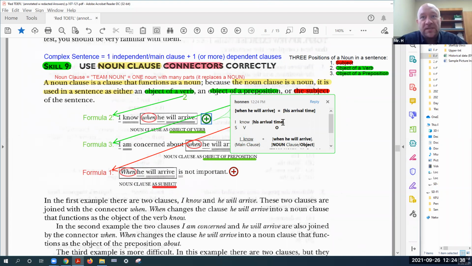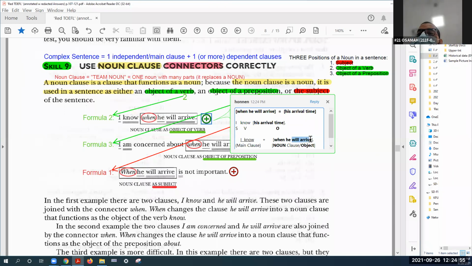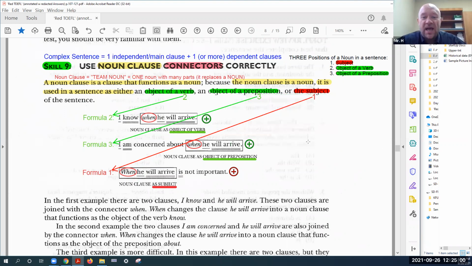But what's the difference? This is just an adjective and a noun, right? How about this? It's a clause. Why is this a clause? Because we have a connector, subject, verb. So this is a clause. Okay, do the second example, please.